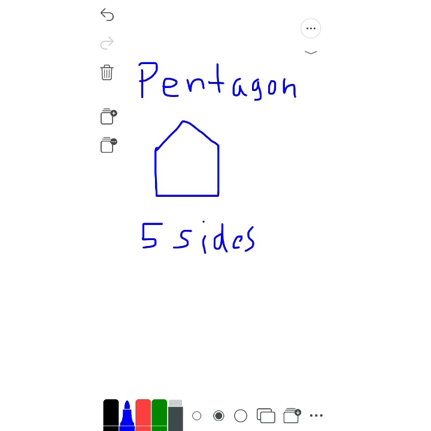Next up, we got a pentagon. Pentagon kind of looks like a penthouse, and it's a polygon because it has more than 3 sides. It's a closed figure shape and has 5 corners. So that's a pentagon.